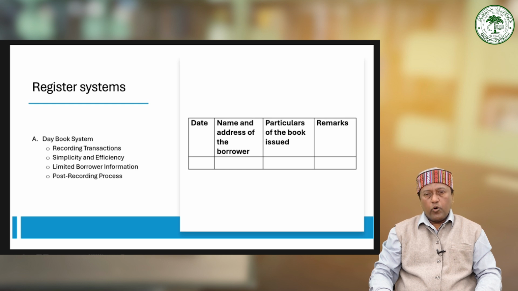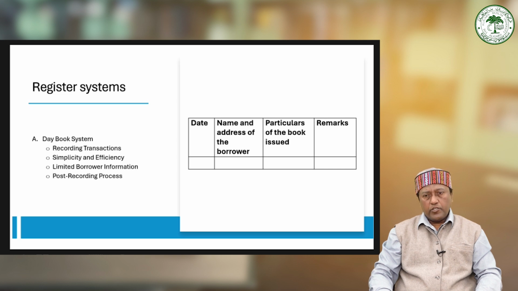With a small number of borrowers in the early days of library operations, this system was considered sufficient to manage transactions without the need for more complex record keeping methods. So this is feasible only for limited borrowers. As I told you, the moment the number of borrowers grow, this system will not be feasible.